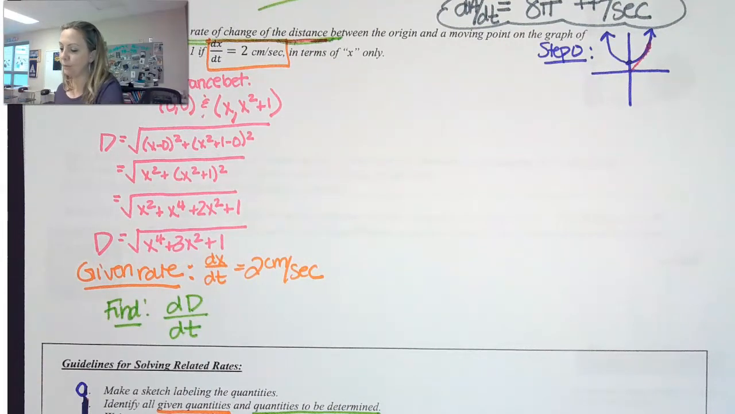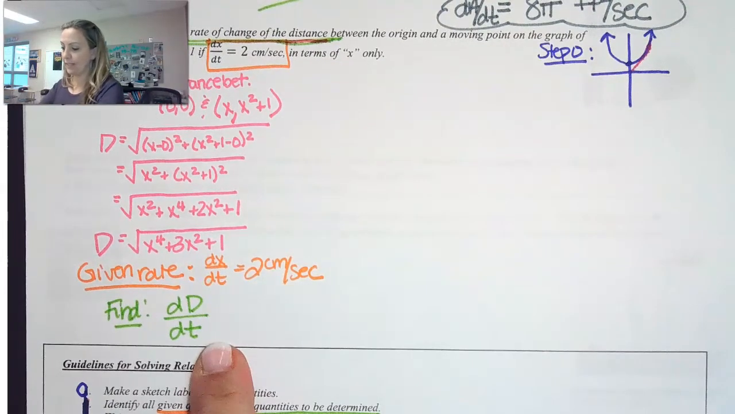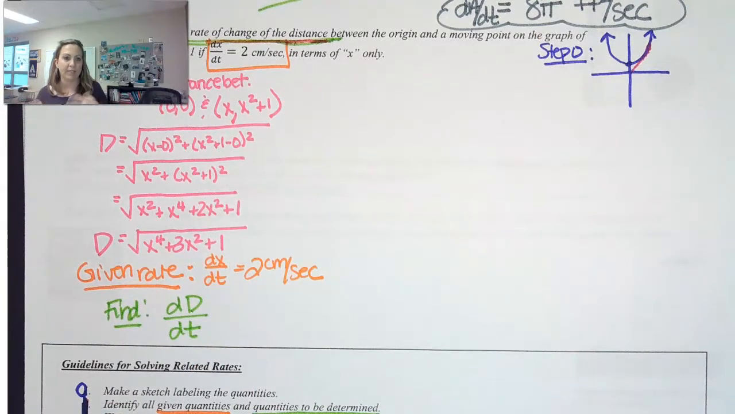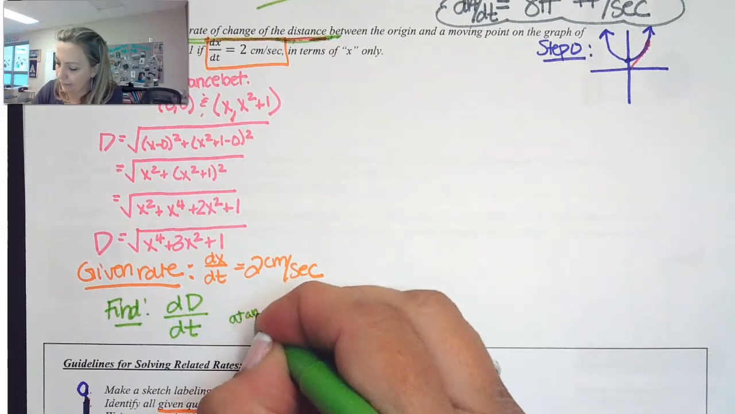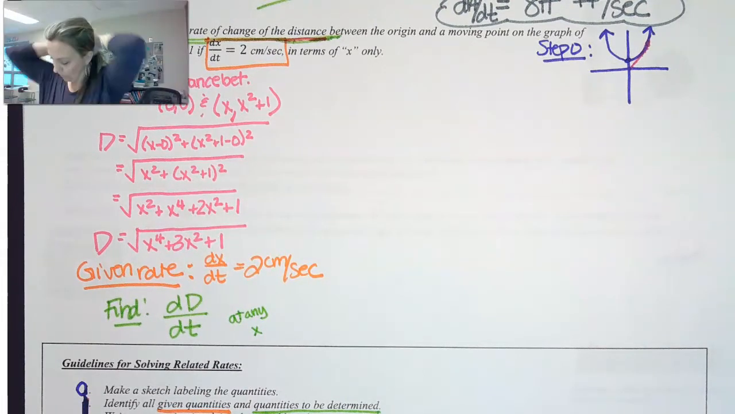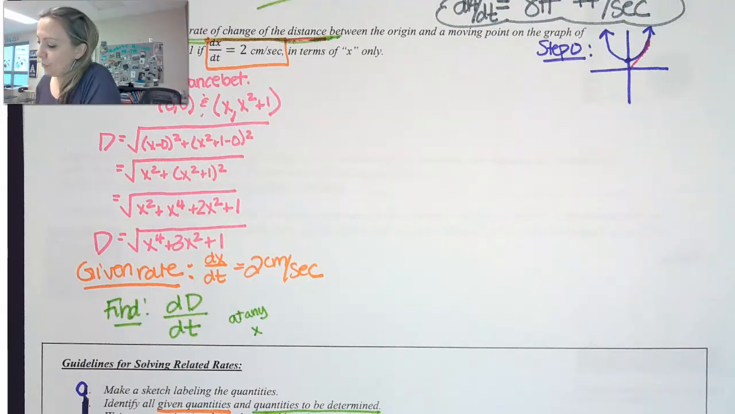And I know in number 2 we had a specific point, but notice we have a moving point right now, so it's not at a specific point. So I don't know if you want to put like at any x, okay? But they don't give us a specific point to use. Okay, so now let's do step 2.